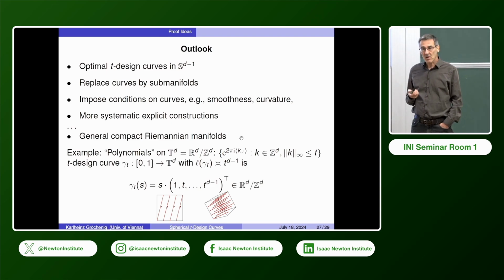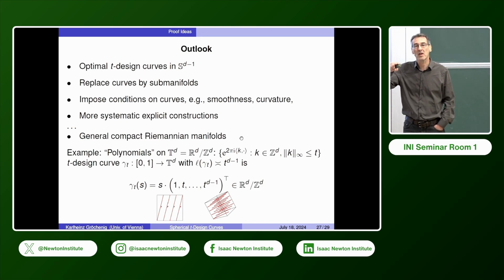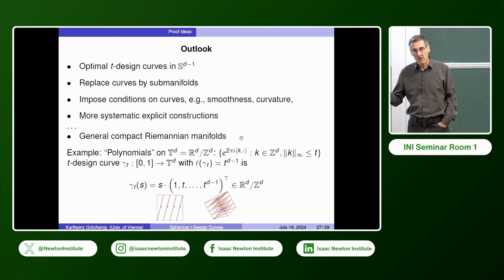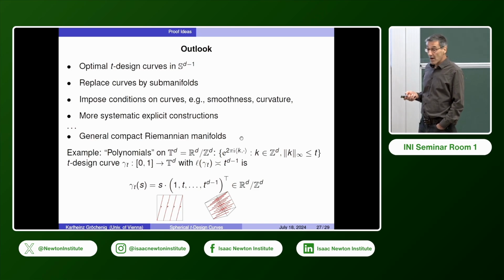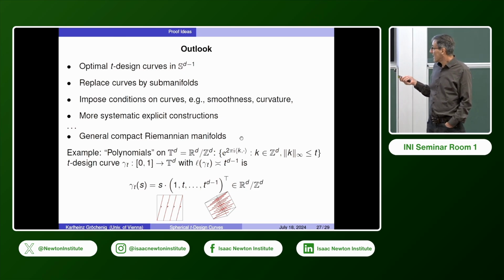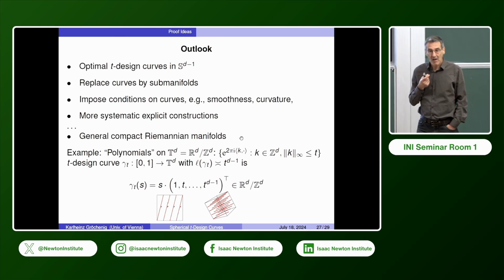You might want to construct nicer curves. If you recall the seams of a tennis ball, that's a smooth curve, no self-intersection. The construction gives you piecewise smooth curves with many self-intersections. We have no systematic explicit constructions. That may be very hard. It's very hard already for points. There's one point that looks innocent.